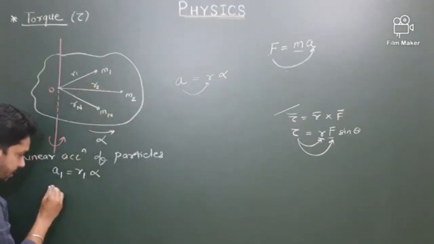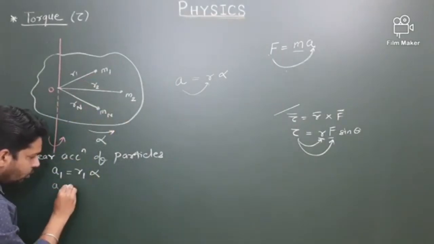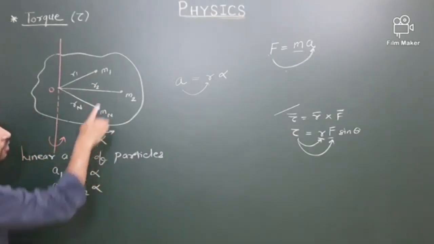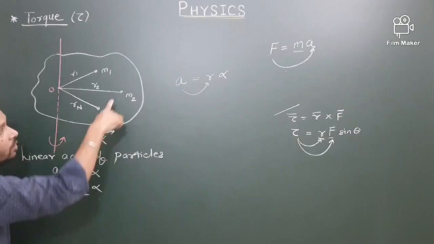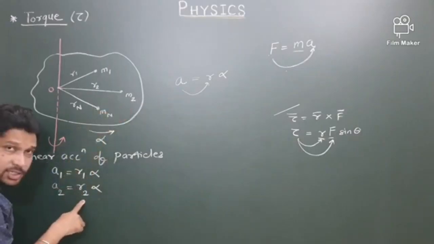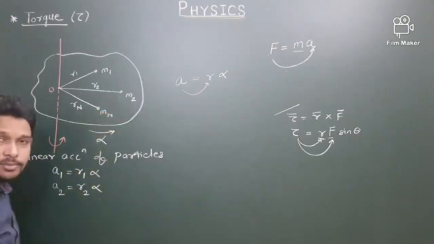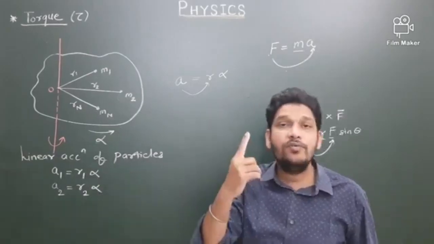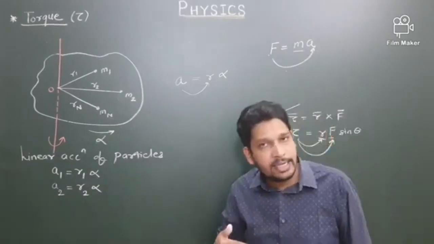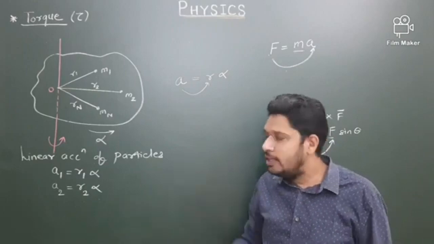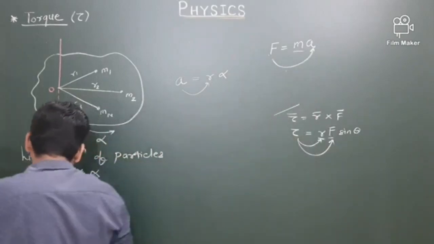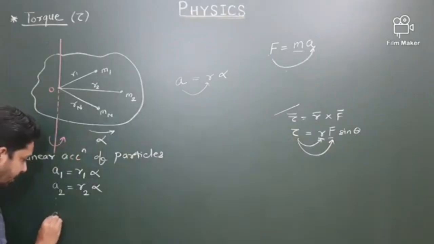So what will the second particle get? A2 equal to R2 alpha, because alpha for all particles is the same. The second particle is at R2 distance, so the acceleration becomes A2. So we calculated the linear acceleration of the first and second particle. Like that you can continue and find the linear acceleration of each and every particle. Now I'll go directly to the last particle. Which is the last particle? AN.